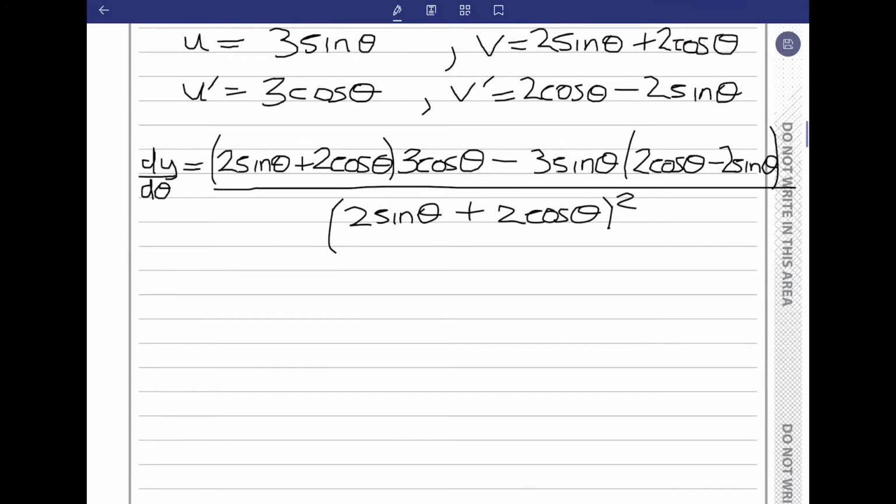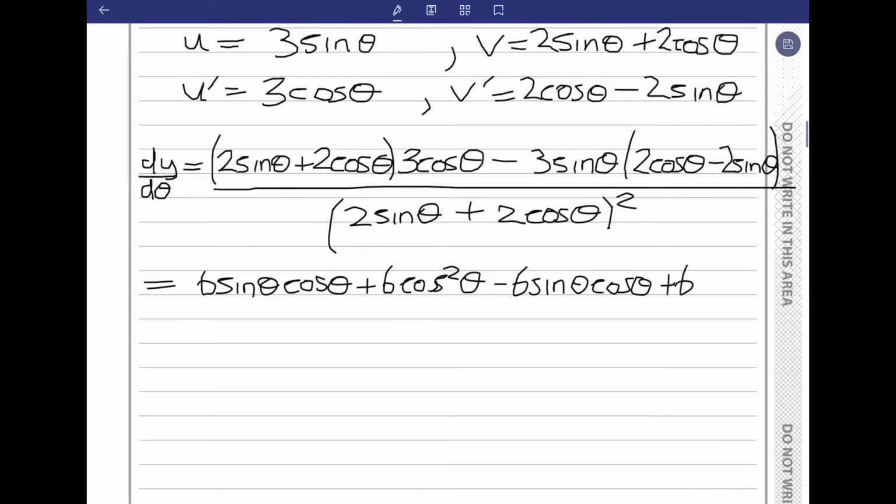So let's expand both the numerator and denominator here. So 2 sine theta times 3 cos theta is 6 sine theta cos theta. That's our first term. Next we have 2 cos theta times 3 cos theta, which is 6 cos squared theta. Next we have minus 3 sine theta times 2 cos theta, which is minus 6 sine theta cos theta. And minus 3 sine theta times minus 2 sine theta is plus 6 sine squared theta.